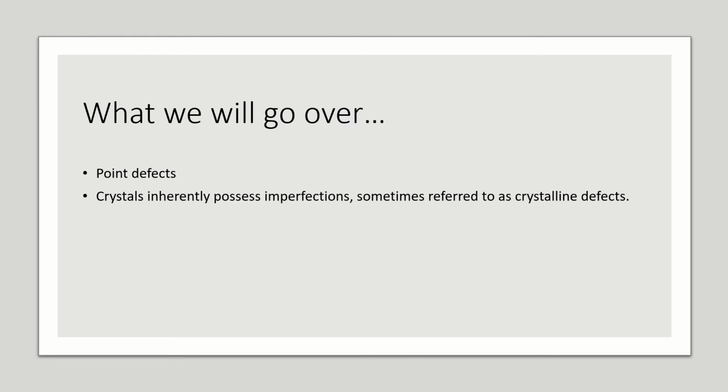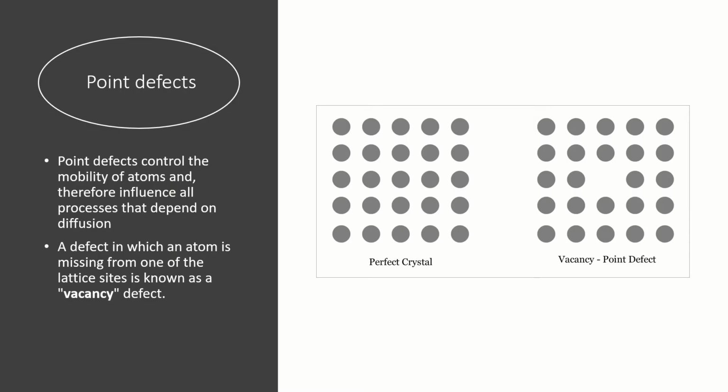The defects can be point defects, linear defects, and also planar defects. But in this video, we will focus on all of the types of point defects. The point defects control the mobility of atoms and therefore influence all processes that depend on diffusion.